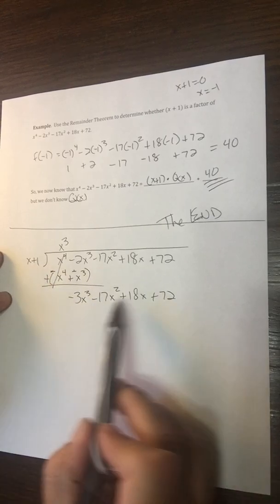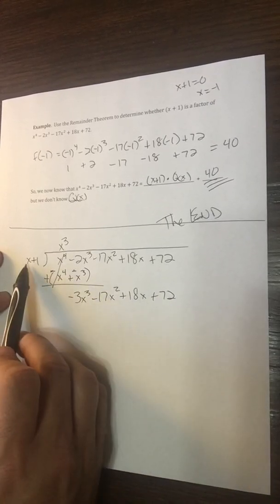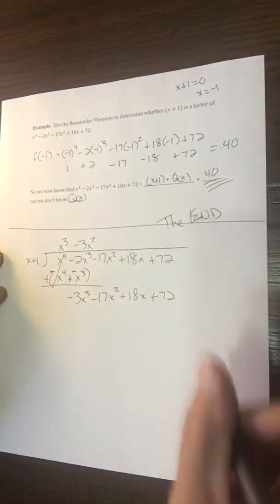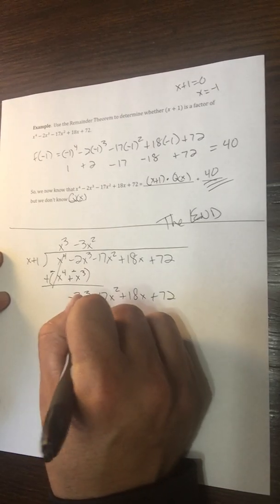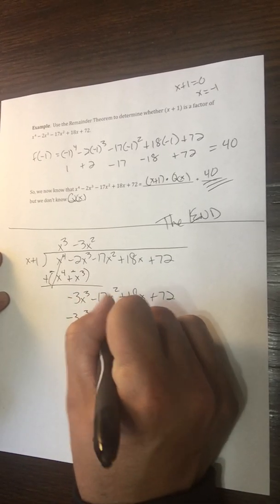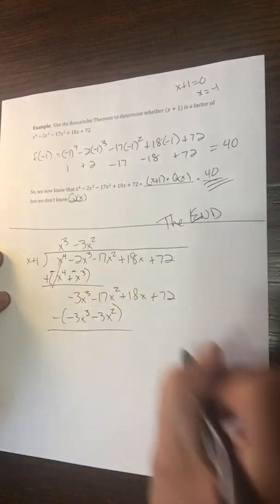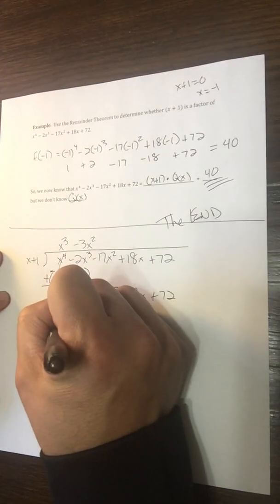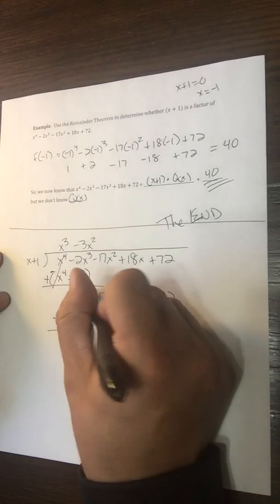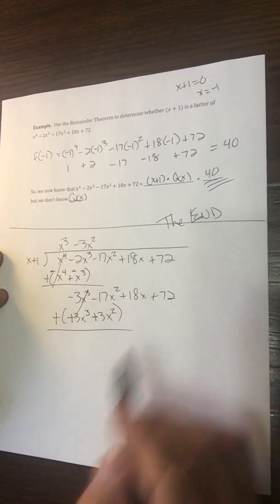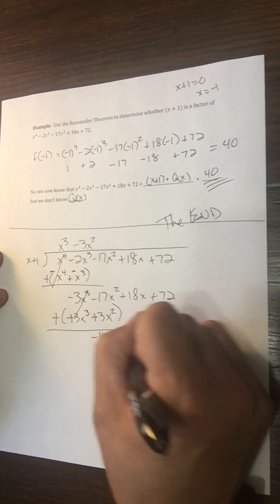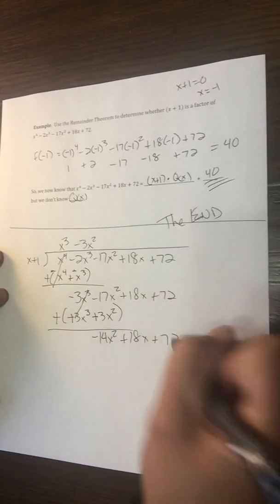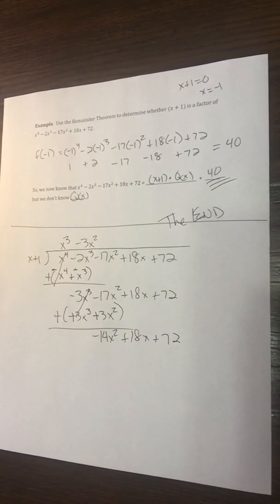To get this divided into this polynomial, I go to the leading terms. To get x to turn into negative 3x to the 3rd, I go minus 3x squared. When I multiply minus 3x squared times x plus 1, I get negative 3x to the 3rd, and I get minus 3x squared. I put parentheses and I subtract it. How do we subtract polynomials? We change to plus, we change all the signs. These cancel. 17x squared minus 3x squared is negative 14x squared plus 18x plus 72. Did I do that right? I think I got that right.